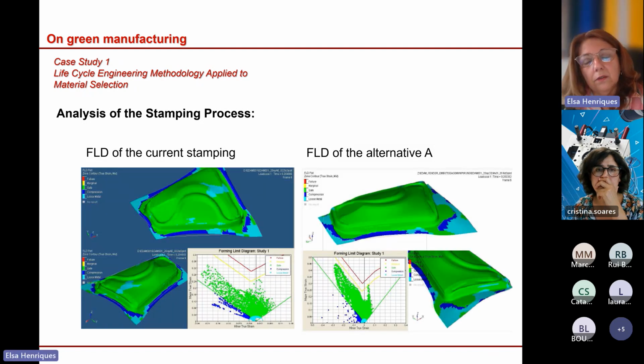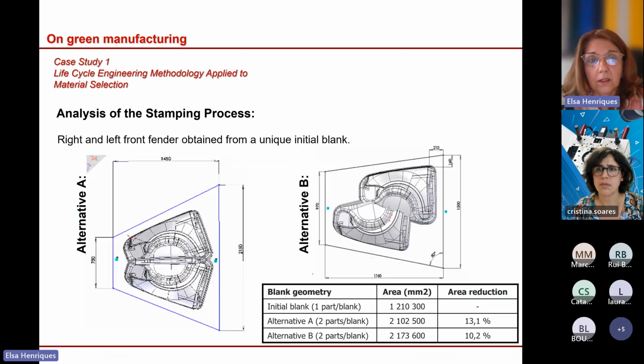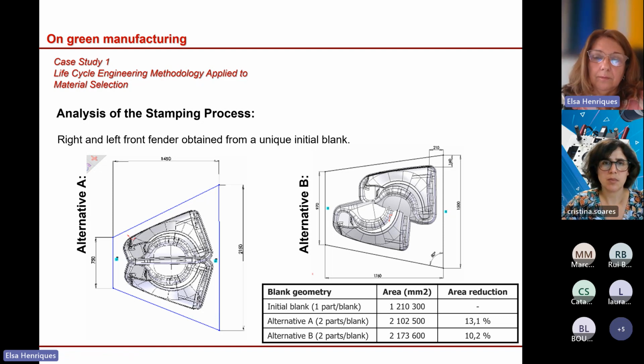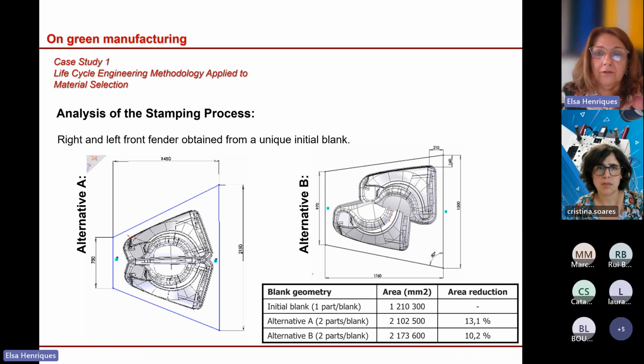Of course, to do that, we need to introduce some analysis of the stamping process with finite element simulation. Here you have the forming limit diagrams of the current stamping and alternative 1, and alternative A, in which both the right and the left fender are just a mirror of one another in the same blanking, and in alternative 2 they are not mirrored, but they are positioned intending to increase the efficiency of the use of the material.